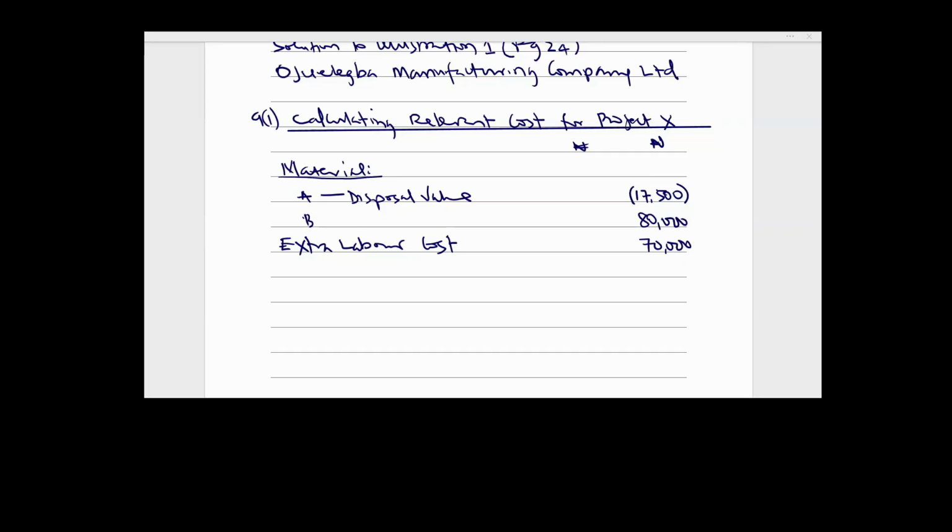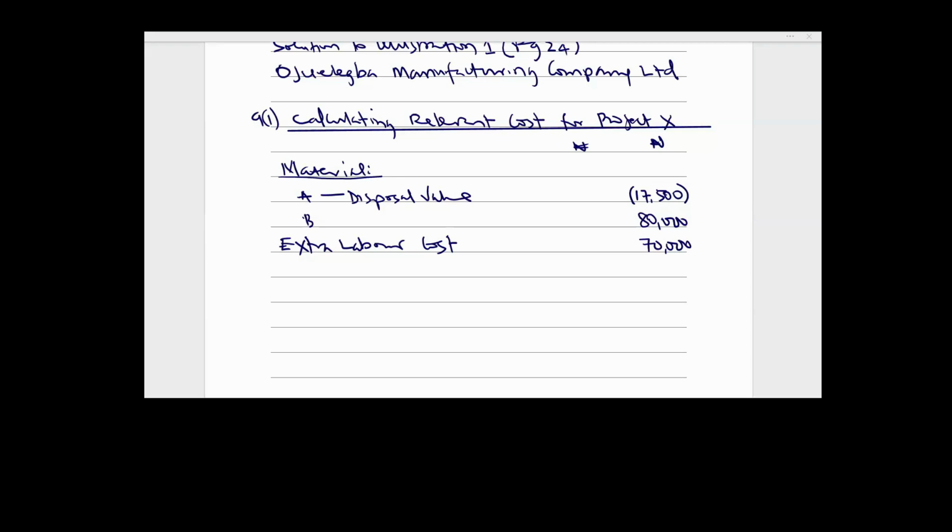The next one is overheads. We are told that overhead has been charged to the project at the rate of 200% on direct labor. Remember, there are two types of overhead. We have variable overhead. Then we also have fixed overhead.